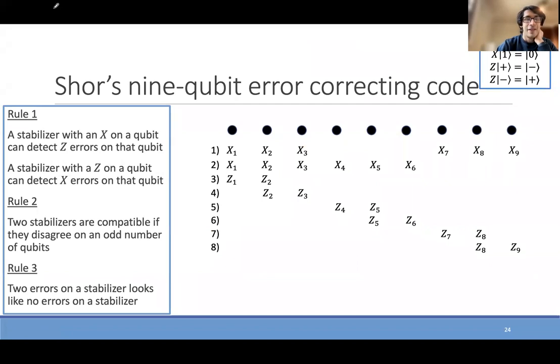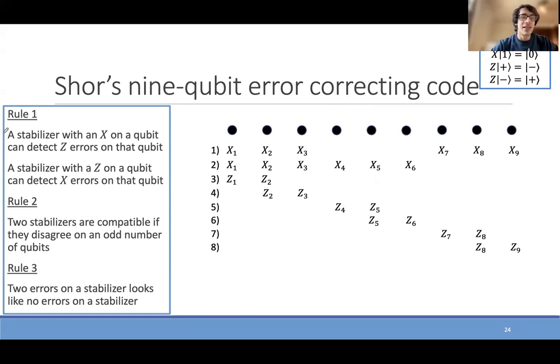Okay, so let's talk about our first example. This is the only example we're going to talk about today because we're running a little short on time and I don't want to hold you too long. Here's the first example of a code that can correct both X and Z errors.